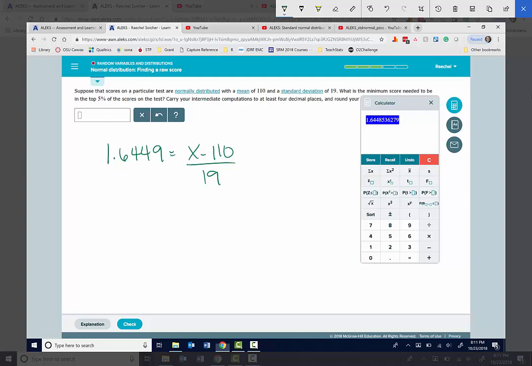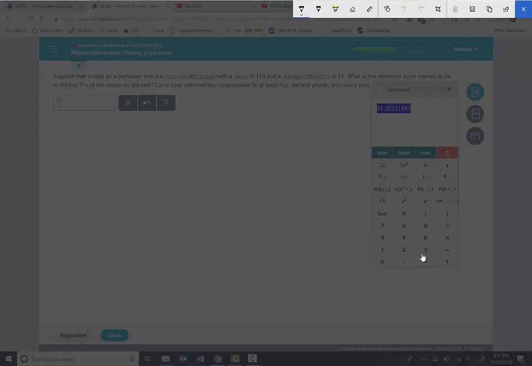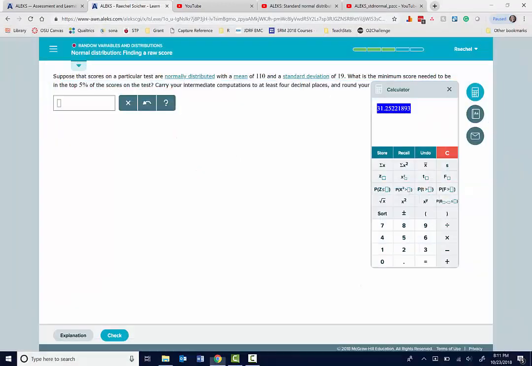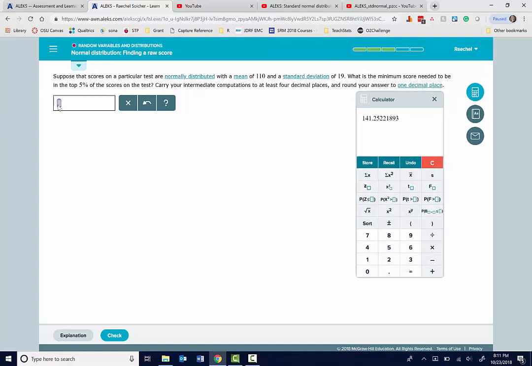Right, so we're going to multiply the left side of the equation by 19. That gives us 31.2522 is equal to x minus 110. So then we just add 110 to the other side to solve for x. Okay, and it asks for one decimal place in the answer again, so 141.3.